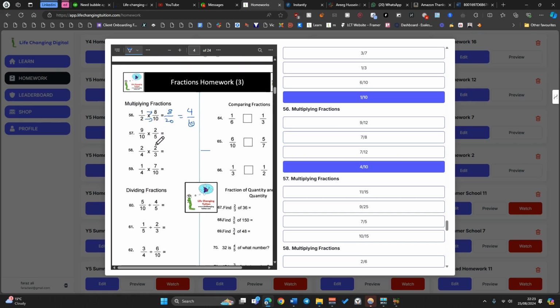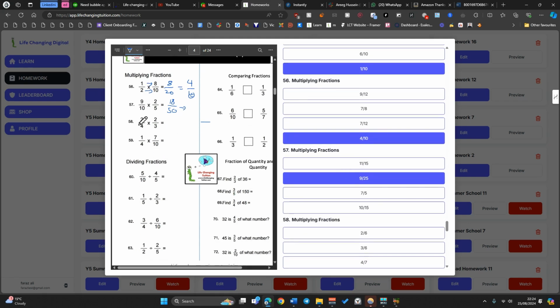9 over 10 times 2 over 5. 9 times 2 is 18. 10 times 5 is 50. Let's see if that's an option. Looks like it isn't. You should immediately be able to spot that 9 over 25 is just the same as this, but the top is divided by 2 and the bottom is divided by 2, meaning it's simplified.